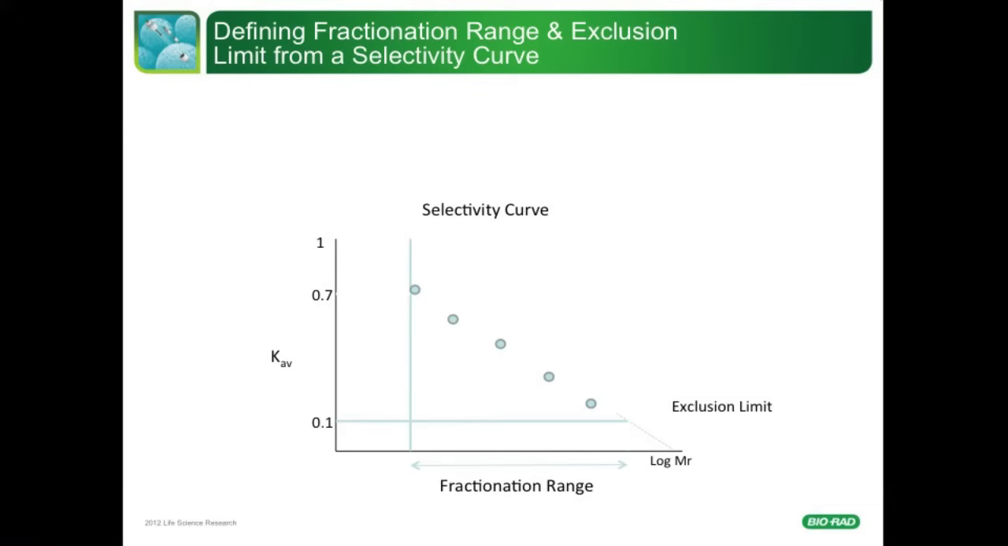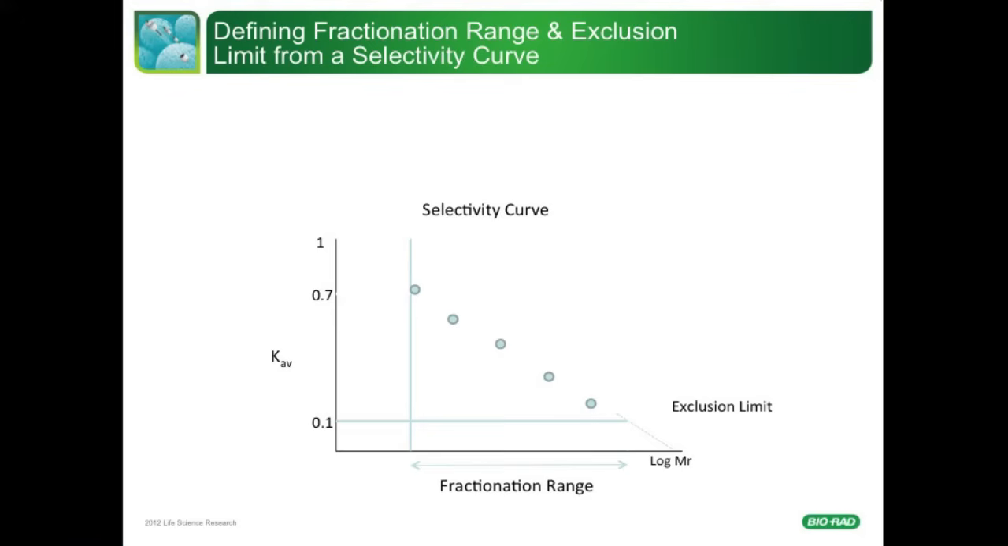So here we have an example of a selectivity curve. If you note, on the y-axis we have KAV, and on the x-axis we have the log of the molecular weight of the biomolecules, and we have a curve that's been generated as they eluted from the column. It was recorded where they eluted and what their molecular weight was.